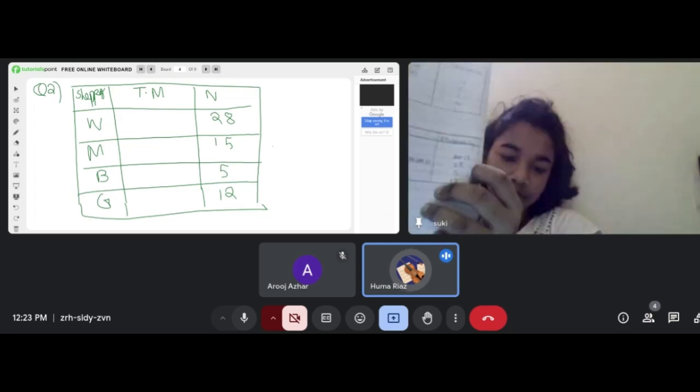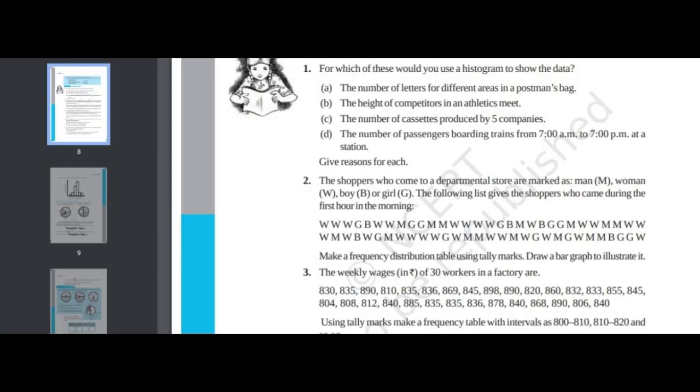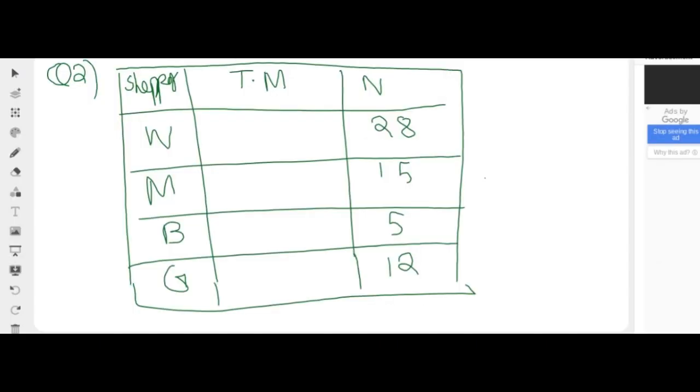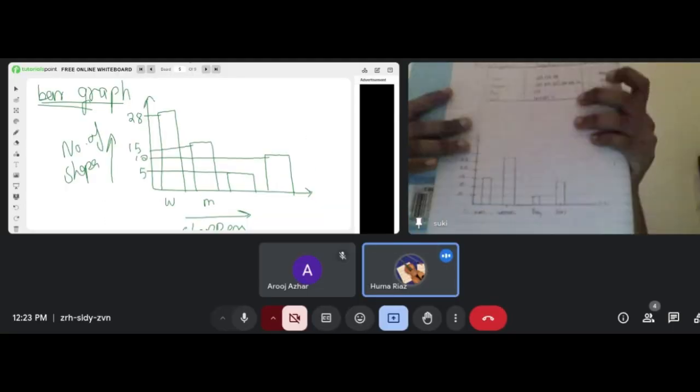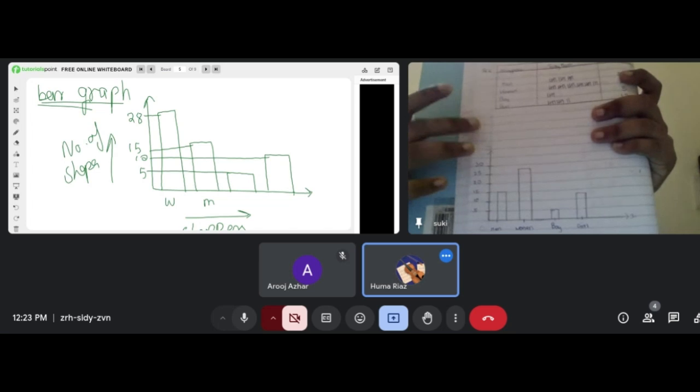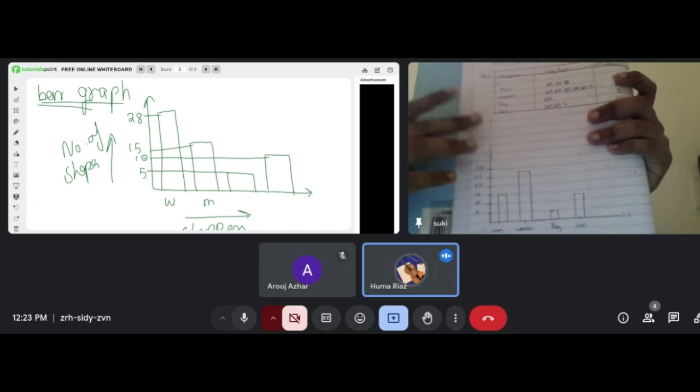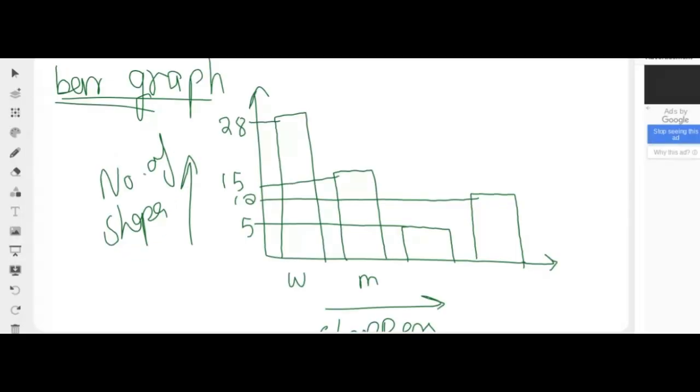Very good. And where is the bar graph? Where have you drawn your bar graph? This is my bar graph. You have to show your bar graph. Very good. Men, women, boys and girls. Very good. So, the next question.